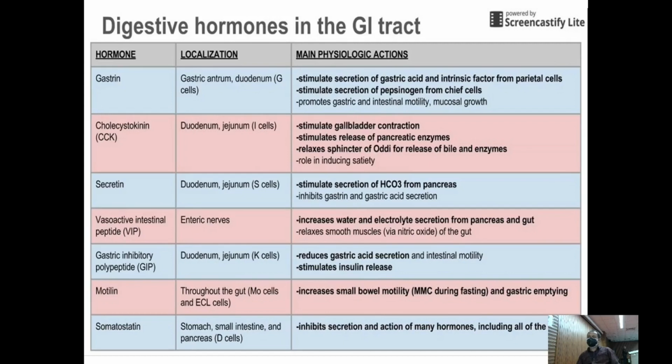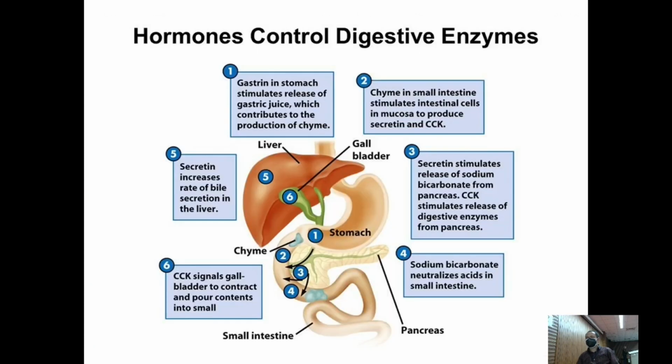So these are, in brief, a summarization of all the digestive hormones in the GI tract. You can download these slides and go through all of them, and then you'll find this is one thing that I want to discuss. It is not that hormones act in isolation, but their action is actually integrated.